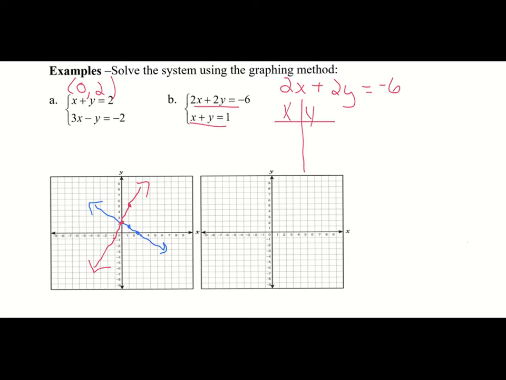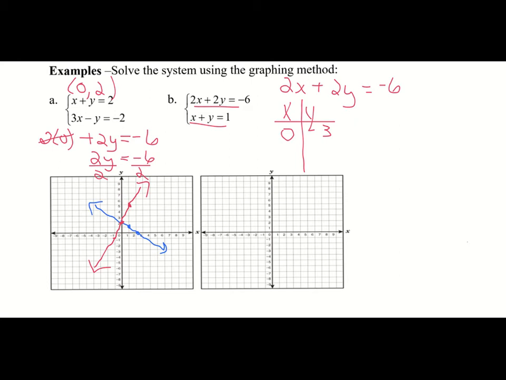And with this one, I'm going to plug in a 0 for x because I like to put those zeros in. I think it's a little bit easier. So that's going to give me 2 times 0 plus 2y equals -6. Anything times 0 is 0. So remember, this is really going to drop off. And we're going to have 2y = -6. And when we divide by 2, we're going to end up with y = -3.